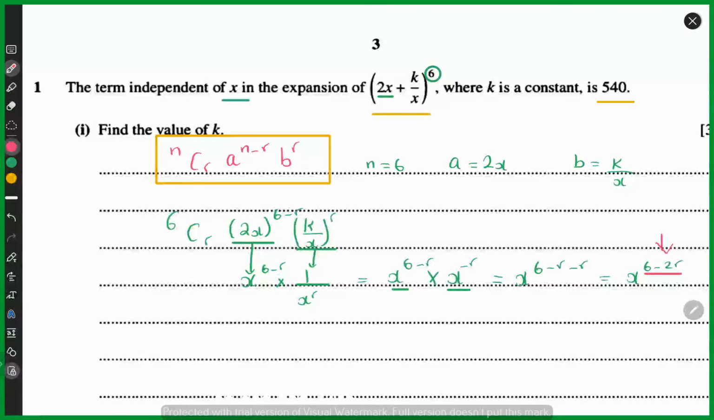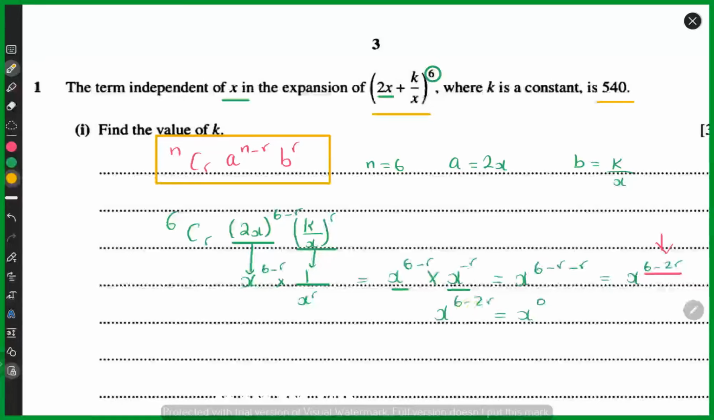I would certainly have a term that is having x, but it says the term independent of x, like the constant term. So for the constant term, what is important? The power of x is going to be 0, because when the power of x is 0, only then I would be getting 1 as x power 0, right? I would not be getting the x term. So x to the power 6 minus 2r is equal to x to the power 0.